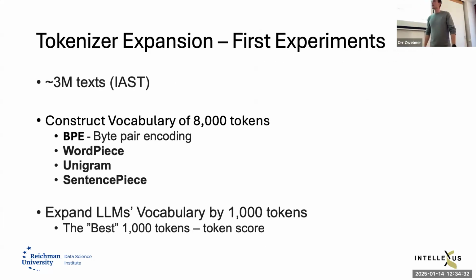So, some experiments, because I have only 5 minutes left. What I will show you now: I took 3 million texts in IAST, the one that we spoke about before, Sebastian. I constructed a vocabulary of 8,000 tokens with this algorithm, and I expanded known large language models by 1,000 tokens. Just for the experiment, I took the number 1,000 from DictaLM. I'm not going deep into it; just consider the 1,000 most common tokens.